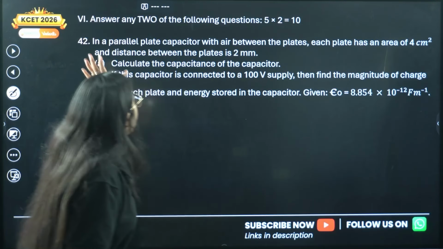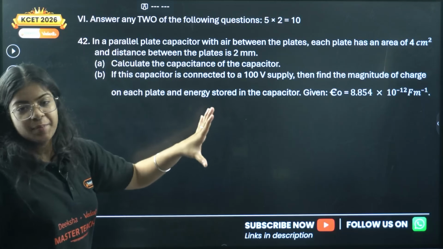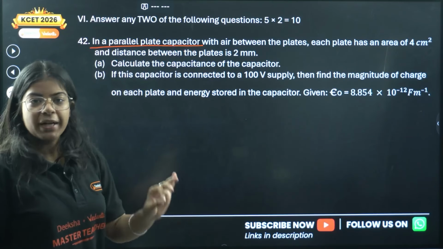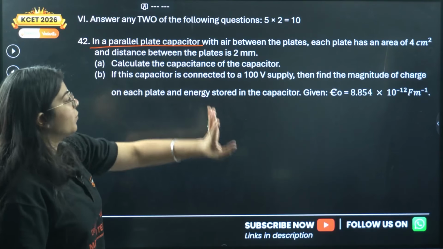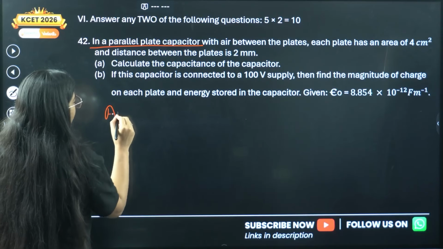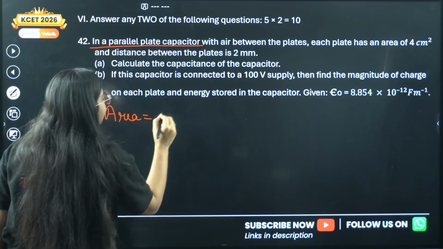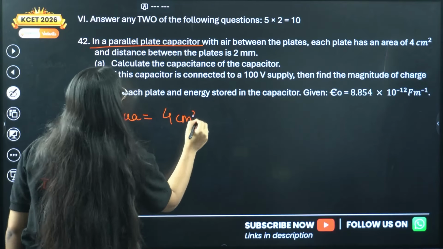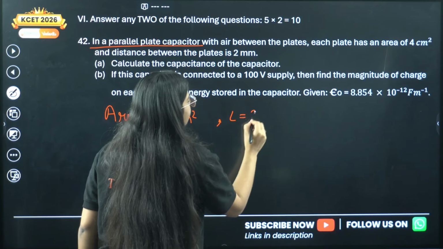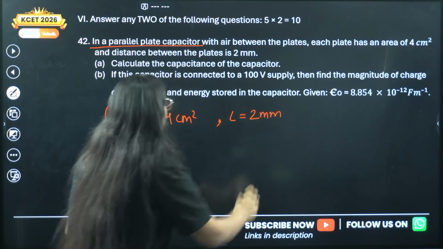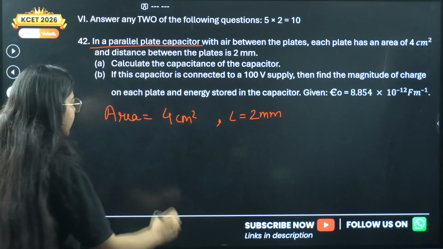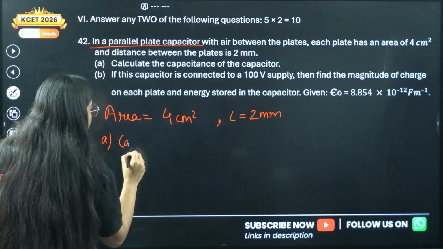Let's see. We are given a parallel plate capacitor with air between the plates. Each plate has an area of 4 centimeter square. Whatever you are given, write it down. The distance between the plates is 2 mm. Correct? What we need to find: calculate the capacitance of the capacitor. We need to find the capacitance first.